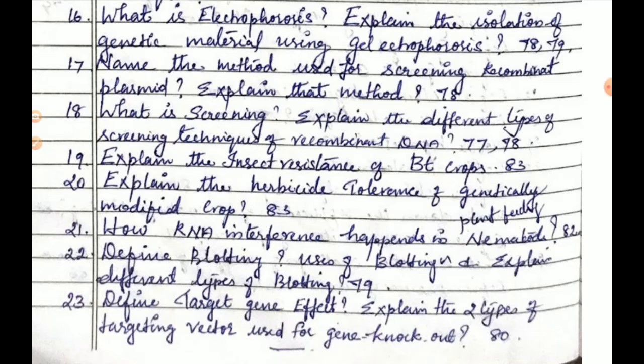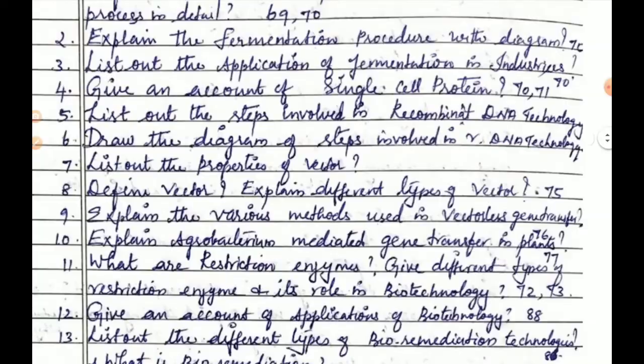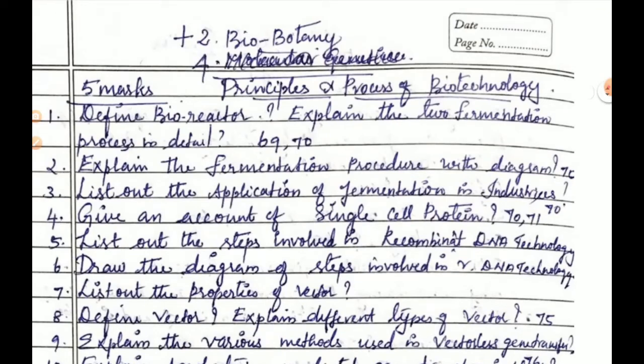So students, so far we have seen 23 five-mark questions in this lesson, principles and process of biotechnology, the 4th lesson of botany. All the questions are very important. Out of these questions, somewhat more important questions are as follows.